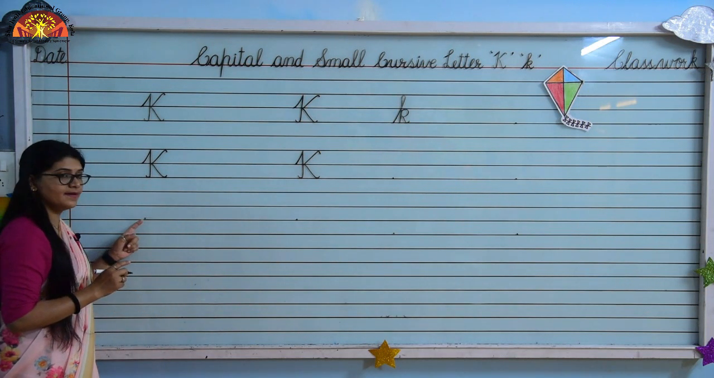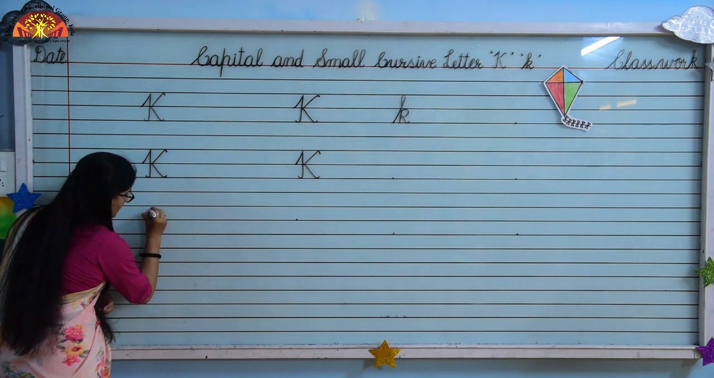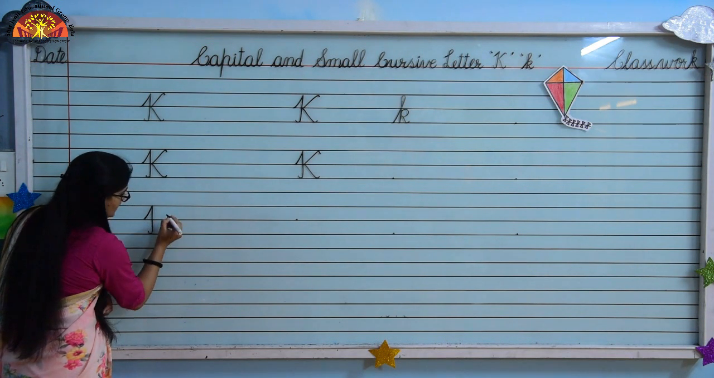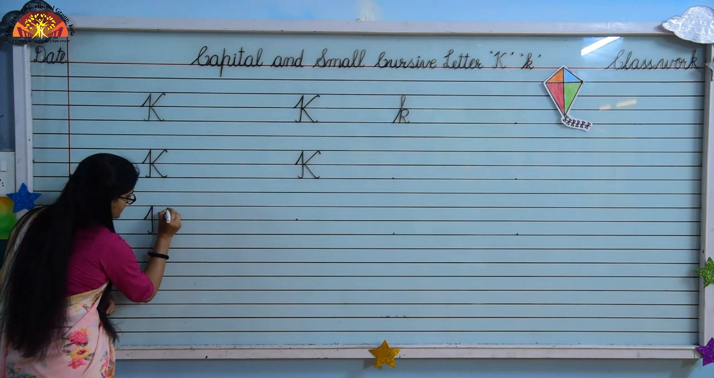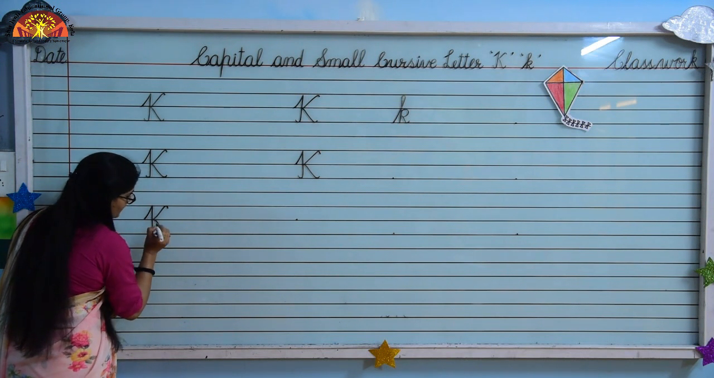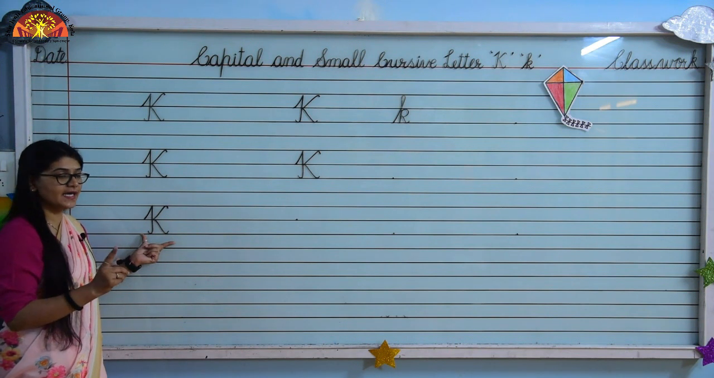Again put your pencil here on second line, draw slanting line, touch the first line, standing line, touch the third line, turn. Now put your pencil near the first line, turn, slanting line, now touch the center of the standing line. Again we will draw one slanting line, moving towards the third line, touch and turn. So which letter is this? This is capital cursive K.